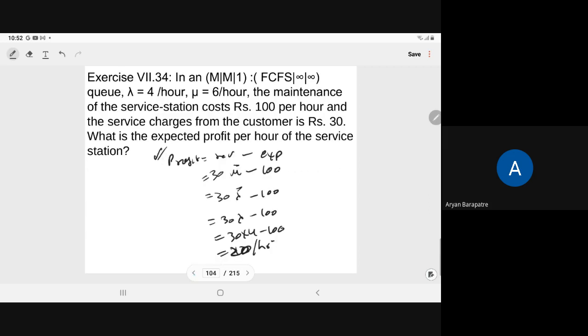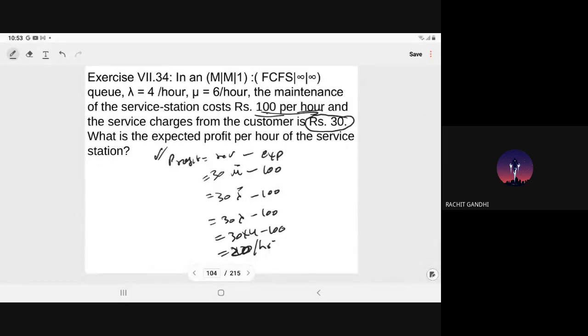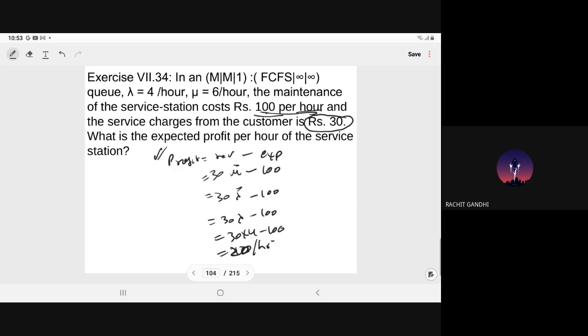Here I am saying that profit is revenue minus expenditure. Expenditure per hour is given as the maintenance charge, 100 rupees per hour. And you are getting the revenue from the customer whom you have served, and he is providing rupees 30. So what is the effective departure rate? Because the customer who departs from the system will provide the money. So the effective departure rate is mu bar, and for the steady state solution of MM1, mu bar is equal to lambda bar. So 30 into lambda bar minus 100. For the MM1 system, lambda bar is equal to lambda, which we have already proved. So it becomes 30 into lambda minus 100, and lambda is given as 4. So 30 into 4 minus 100. That is 20 rupees.